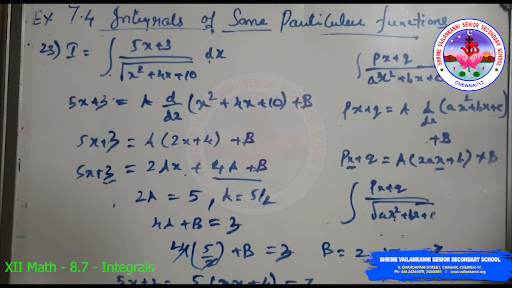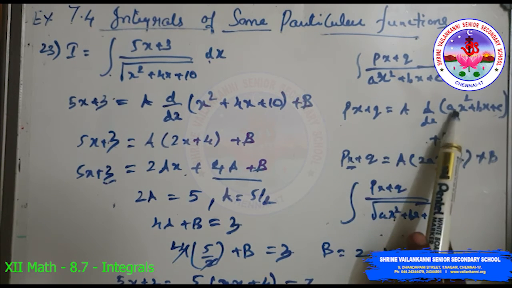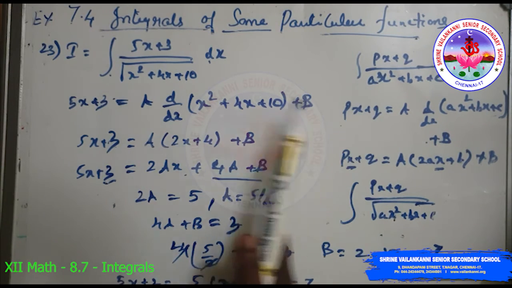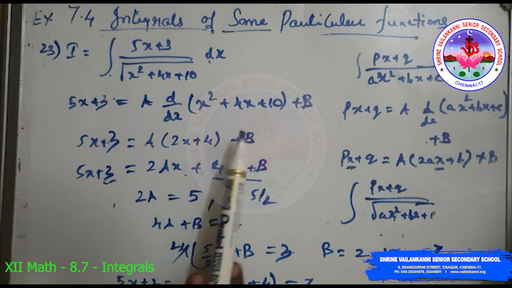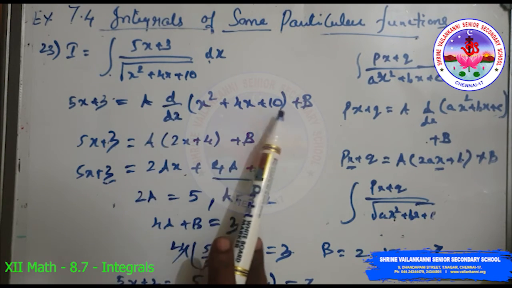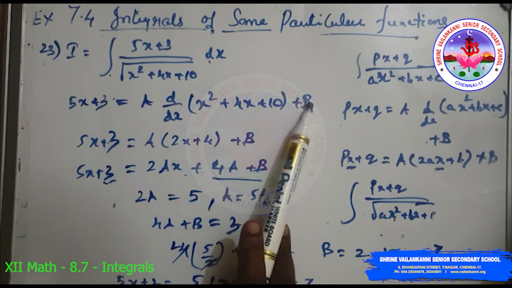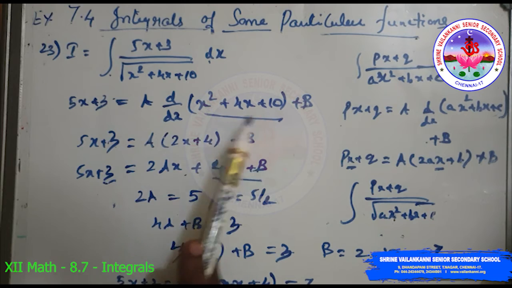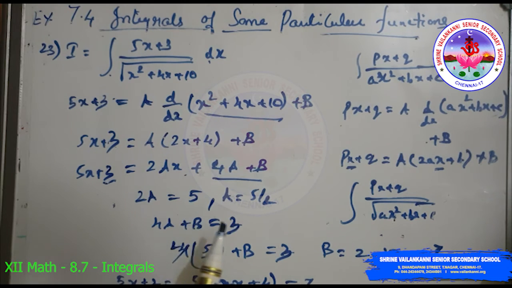23rd question. So using the same type of integrals, let I equal to the integral of 5x plus 3 by root of x square plus 4x plus 10 into dx. So px plus q equal to a into d by dx of ax square plus bx plus c, plus b. So the numerator is px plus q, that is here 5x plus 3, and in the denominator we have to differentiate a into d by dx of x square plus 4x plus 10 plus b to determine the values of a and b. So 5x plus 3 is equal to a into, differentiating this we get 2x plus 4, plus b.